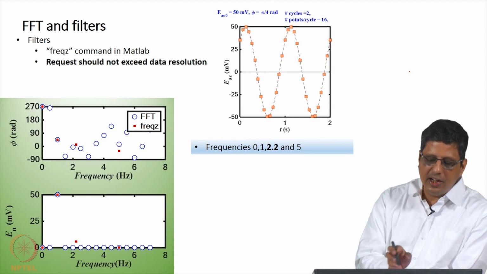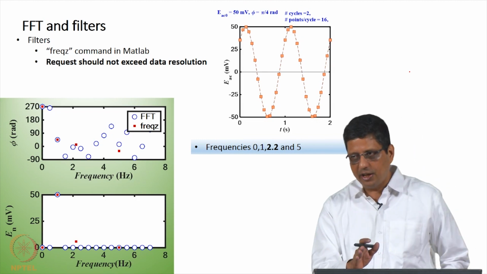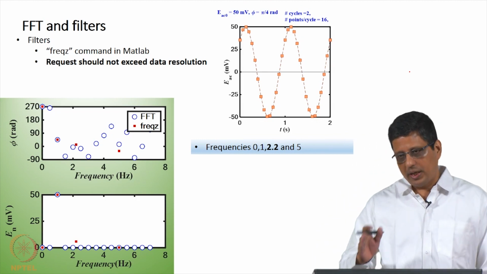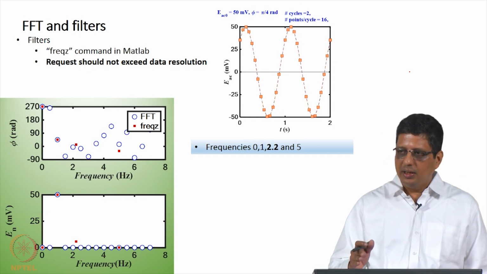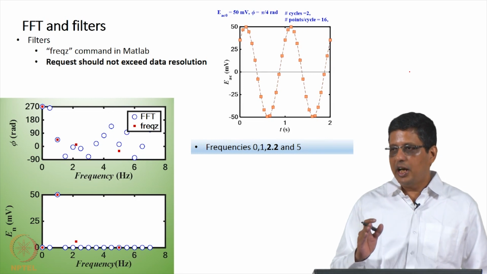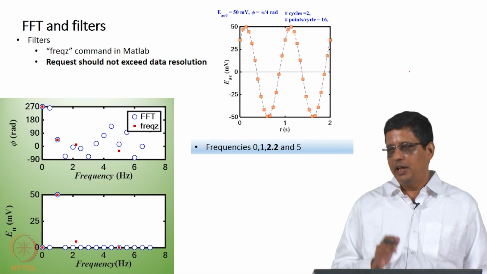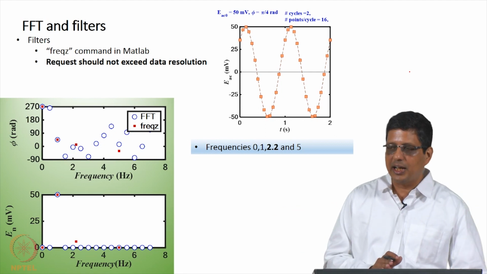If you give this feed, I should not ask anything better than 0.5. I can ask at 0.5, I can ask at 1 hertz, no problem. I can't ask 0.7. If I want 0.1, I should give that many number of cycles. If I want 0.1 resolution, I should give 10 seconds. If I want 0.01 resolution, I should give 100 seconds of data. Then it will give me the correct result.